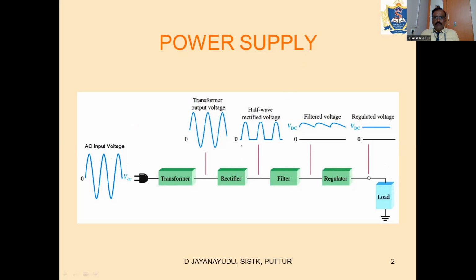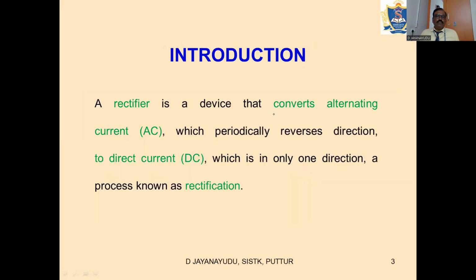Now we are going to focus on the rectifiers. Here, if you see, the rectifier is a device that converts alternating current AC, which periodically reverses direction, to direct current DC, which is in only one direction. The process is known as rectification. AC has instantaneous values, but DC should have a constant value with respect to time. That needs to be achieved here.